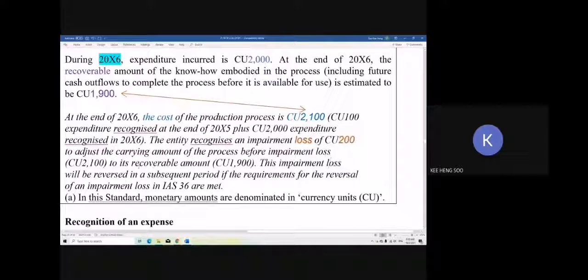So to the recoverable amount, adjust the carrying amount to its recoverable amount. So you recognize. So the last paragraph you can forget about it. This one you cover in the degree level. You reverse in a subsequent period if the requirement for reversal are met. So this one is not covered in your syllabus. You can just ignore this part.